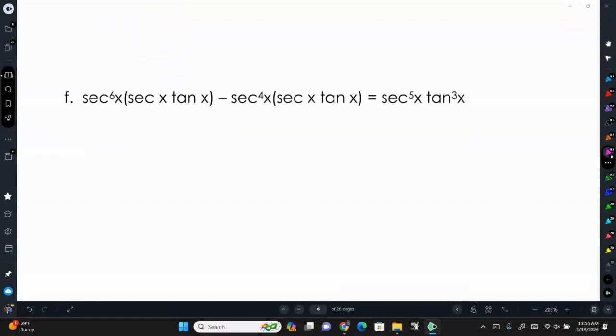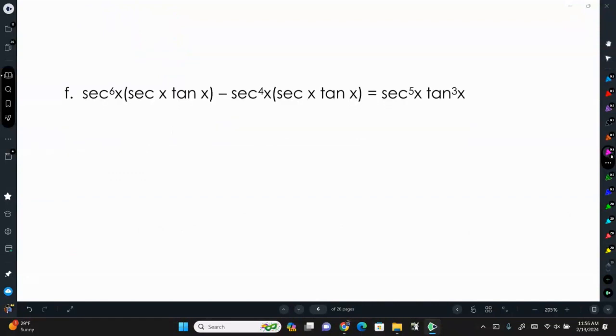Now down here, the left side is more complicated because there are more terms and we have a subtraction sign. What I'm going to do is, I notice that I have a secant out front in both parentheses and a secant on the inside. So just to make it easier to see, I'm going to distribute, oops, that'll be the fifth power, secant to the fifth power times tangent x. So they all have a secant, they all have a tangent in common, both terms, and both terms also have secant to the fifth power.